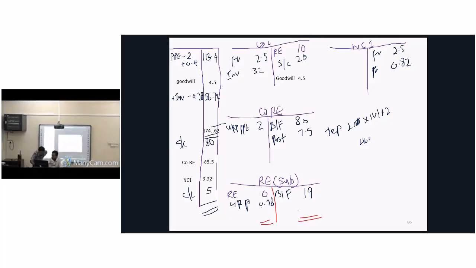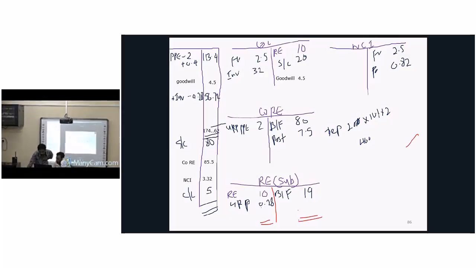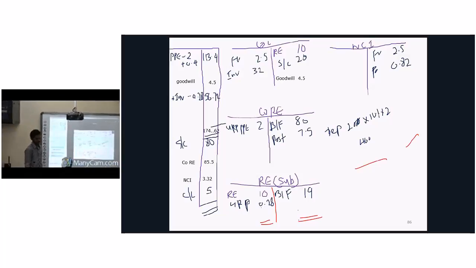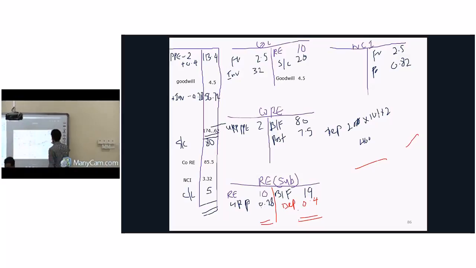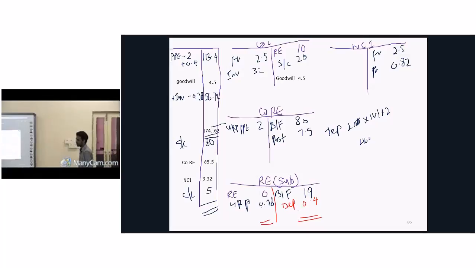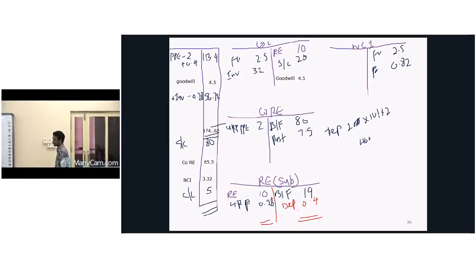Right, okay. Then 0.4 should be in this side. This is depreciation. 10 plus 0.28, 19 plus 0.4 minus 10 plus 0.28. I made a mistake. 19 plus 0.4 minus 10 minus 0.28. This will be 9.18. This is a mistake I did.